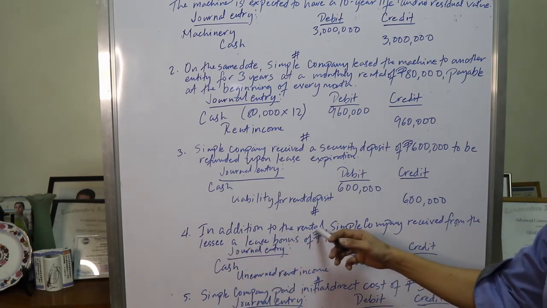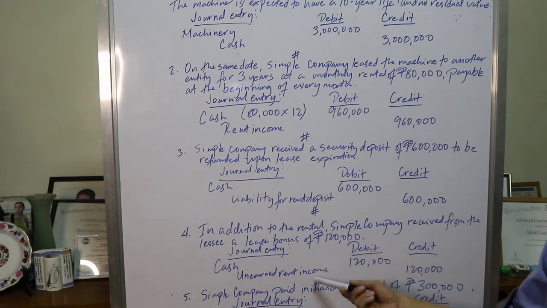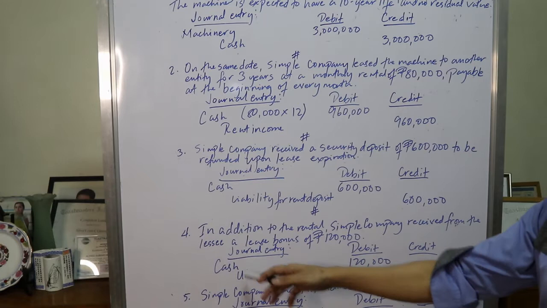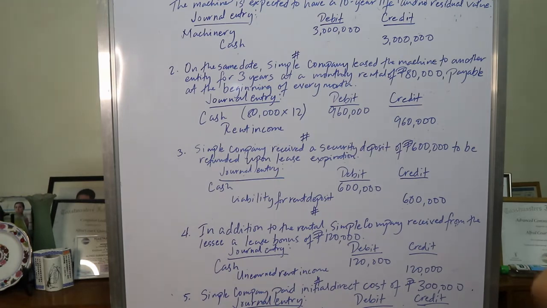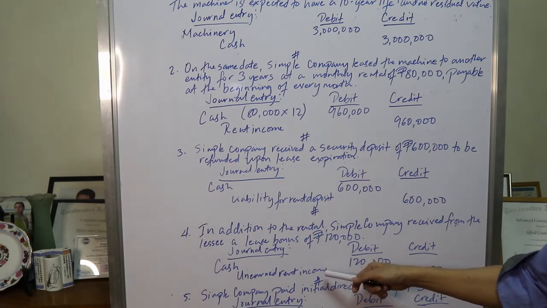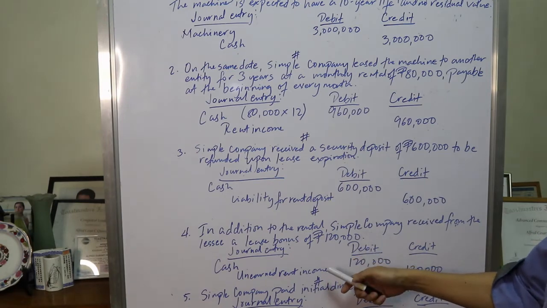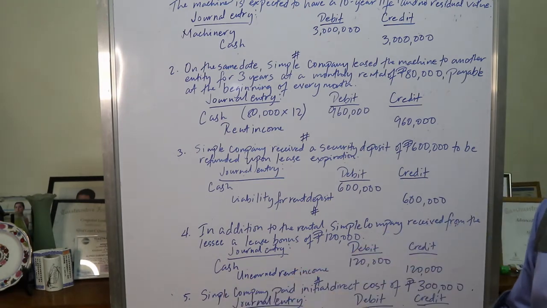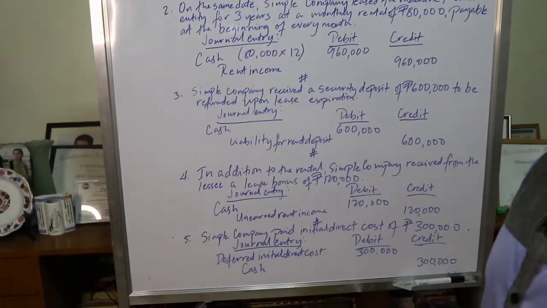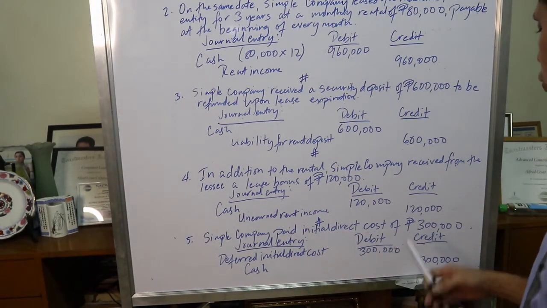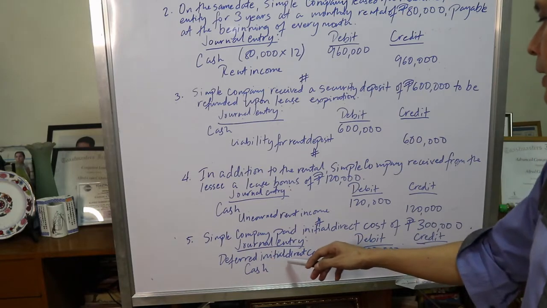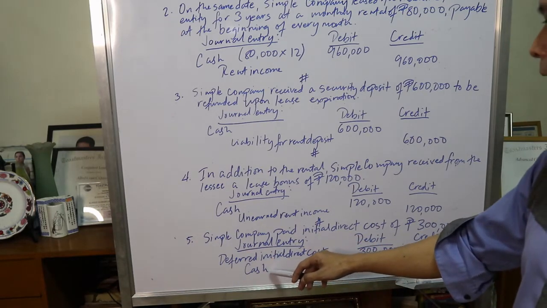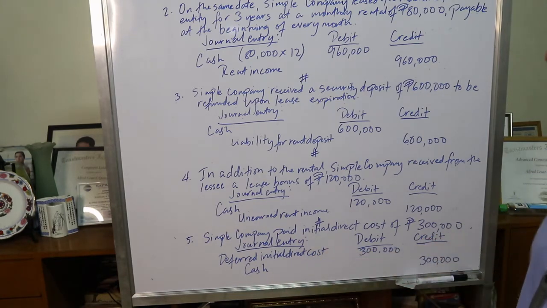And yung pang-apat naman, in addition to the rental, Simple Company received from the lessee a lease bonus of 120,000 pesos. So the journal entry is debit cash for 120,000 pesos and credit unearned rent income. Ayan, so i-recognize niya yan, i-amortize na yan during the term of the lease. And then itong last one, yung number 5, Simple Company paid initial direct cost. So itong direct cost na to, this is also amortized during the lease term. So journal entry niya, debit deferred initial direct cost for 300,000 and credit cash, ito yung nagastos niya dun sa direct cost, for 300,000.